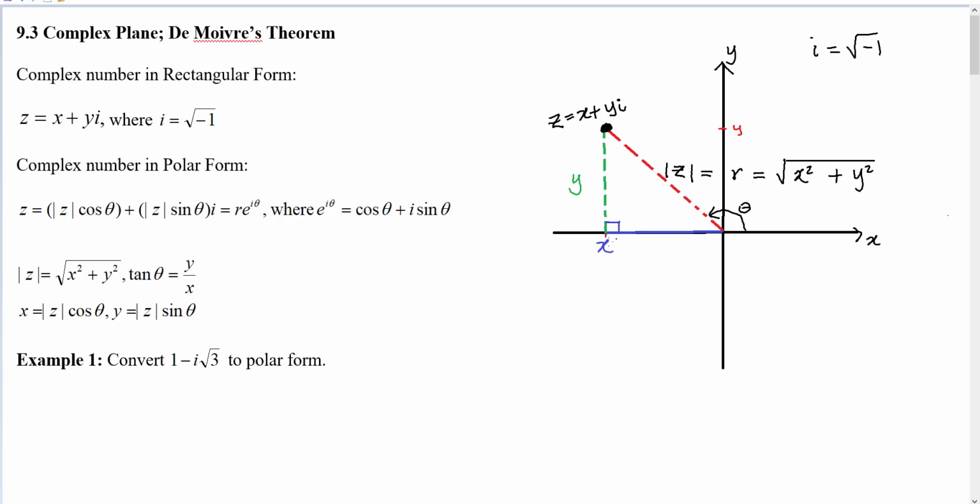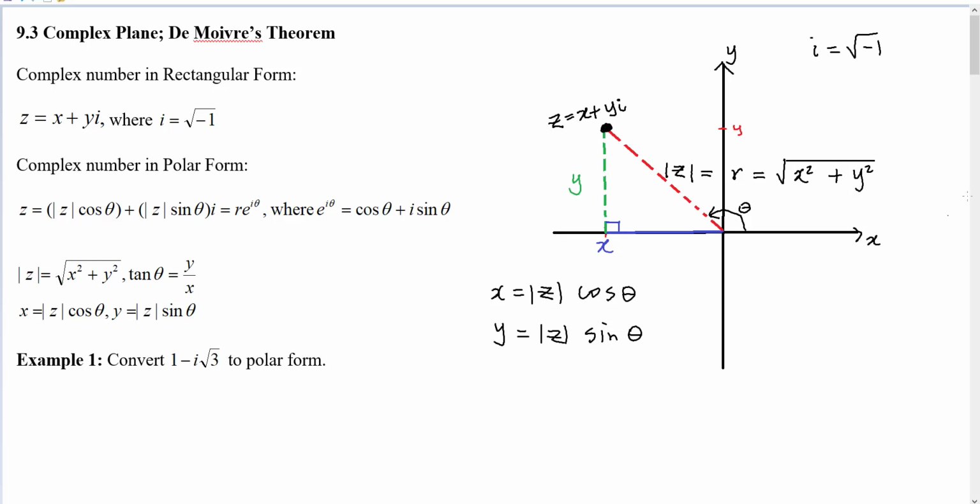Since it's forming a right triangle right here, x is always the absolute value of the complex number times cosine theta, because the absolute value of a complex number serves as the hypotenuse. And y is the absolute value of the complex number times sine theta. If you write it this way, instead of x plus yi, that's the rectangular form of the complex number.